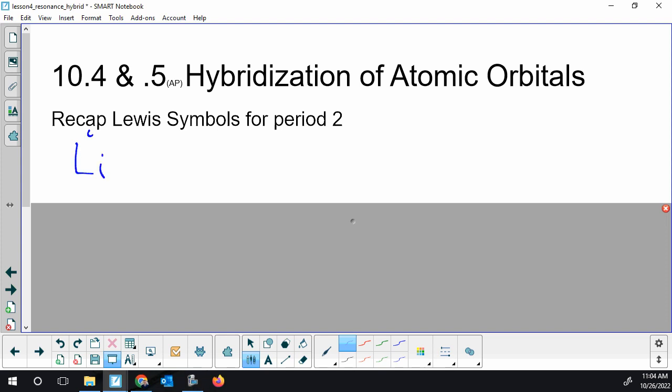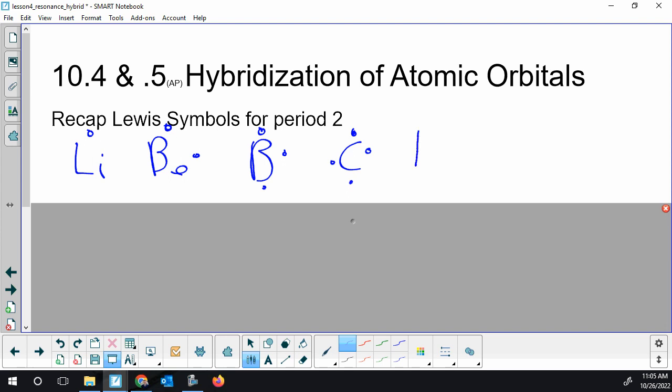So we're going to look at period 2. Lithium would be the first atom. Beryllium is the second, with 2 valence electrons. Boron is the third. Those last two tend to have incomplete octets. Carbon is the fourth. We typically see 4 bonds in carbon.